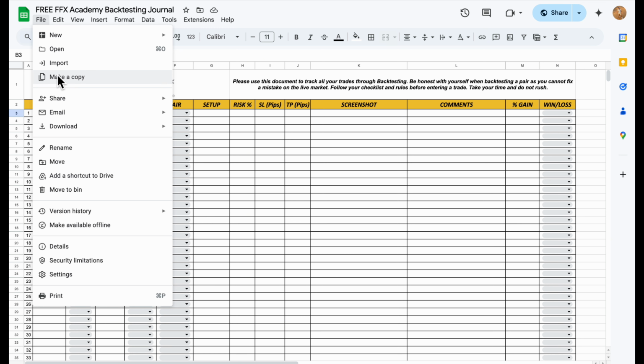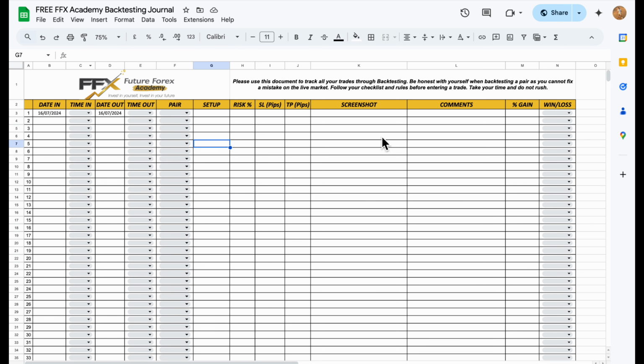And after you made a copy, you can rename it to whatever you want to name it. And then you can edit this document. Unfortunately, looking at it, you cannot edit it. But as soon as you make a copy, you can then edit it.